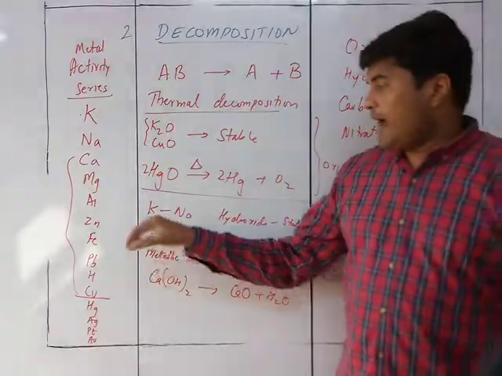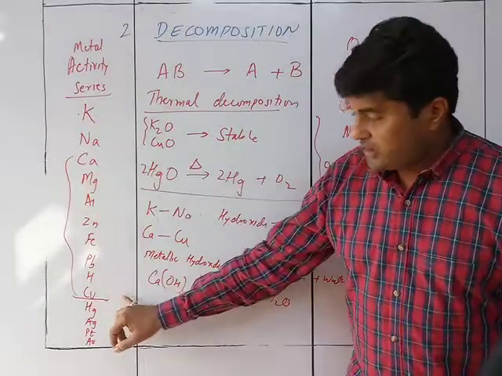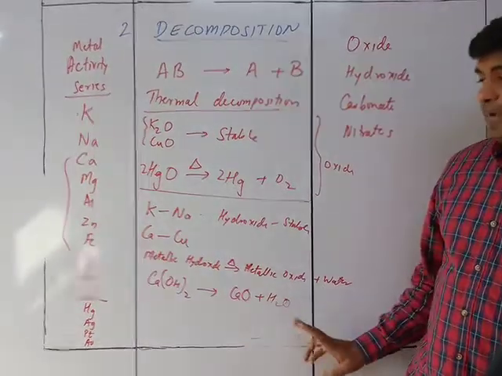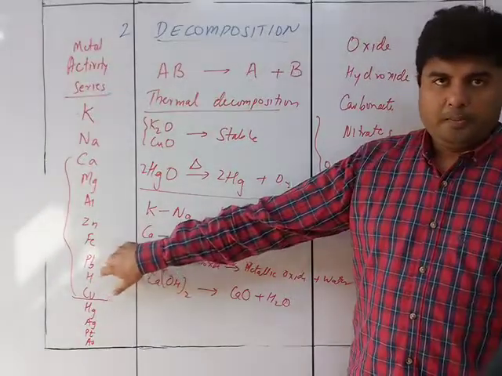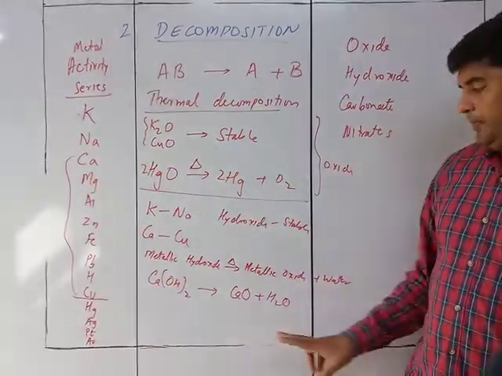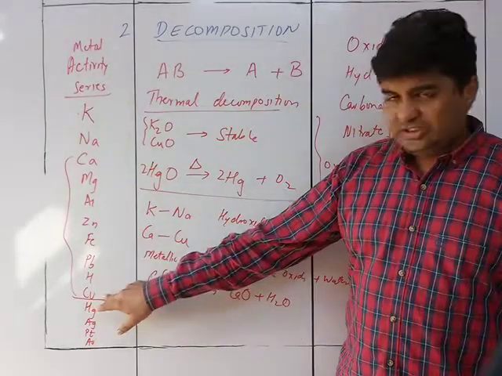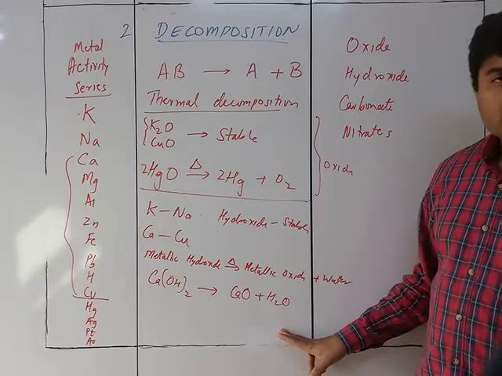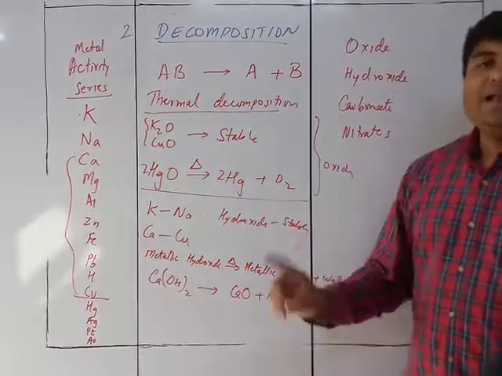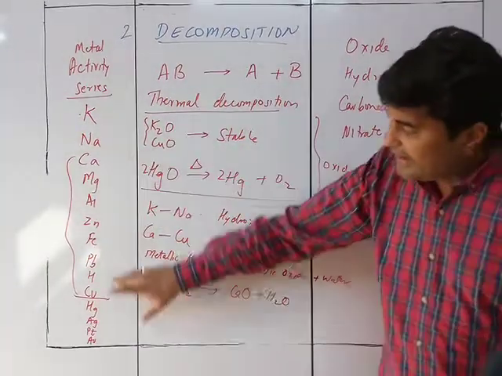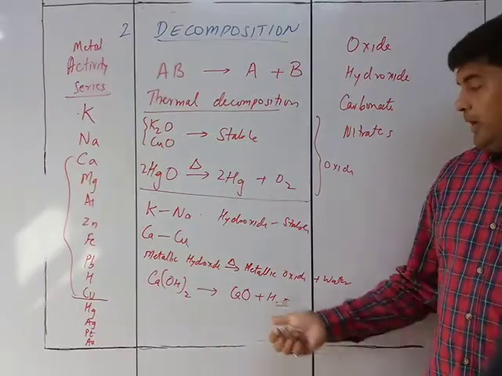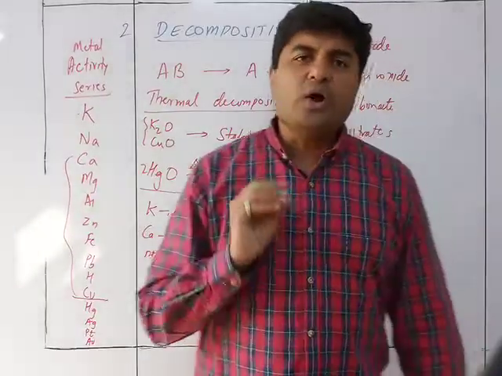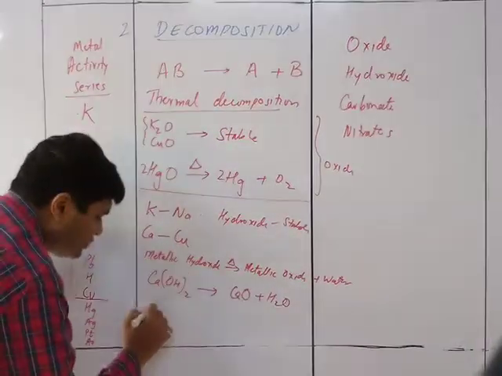So any hydroxide from here to here is going to give me metallic oxide plus water. Like take Pb(OH)2, PbO plus H2O. Cu(OH)2, CuO plus H2O. Got it? So in this way, any metallic hydroxide from Ca to Cu will be giving me metallic oxide plus water.